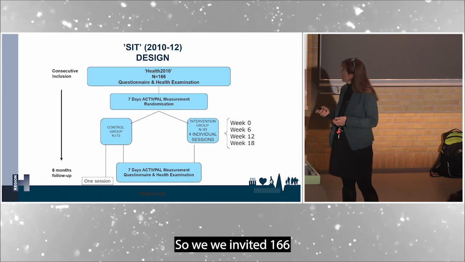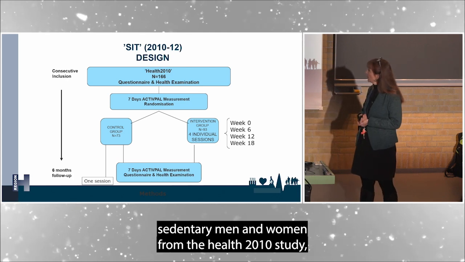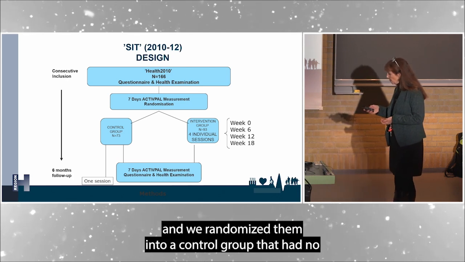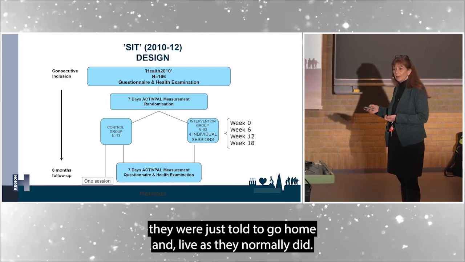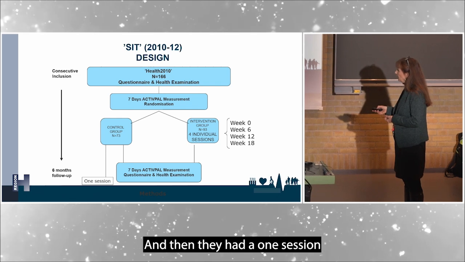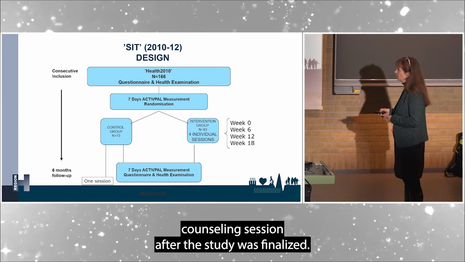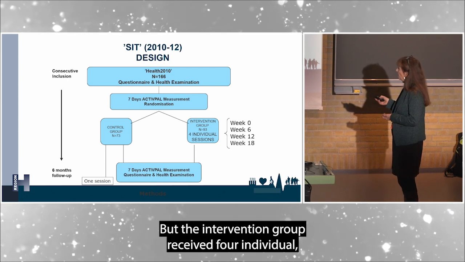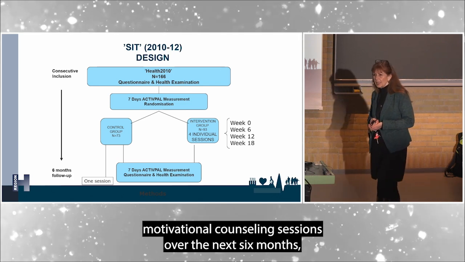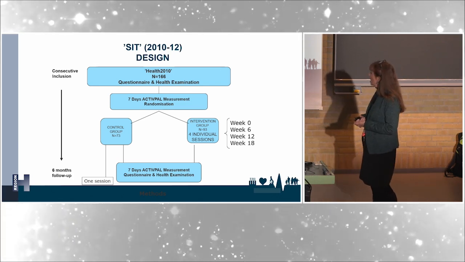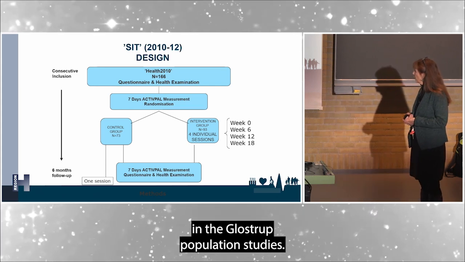So we invited 166 sedentary men and women from the Health 2010 study, and we randomized them into a control group that were just told to go home and live as they normally did. And then they had a counseling session after the study was finalized. But the intervention group received 4 individual motivational counseling sessions over the next 6 months, and they were performed by some of the nurses in the Glostrup population studies.